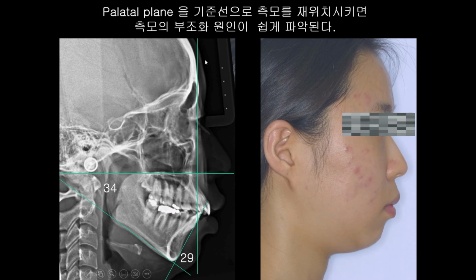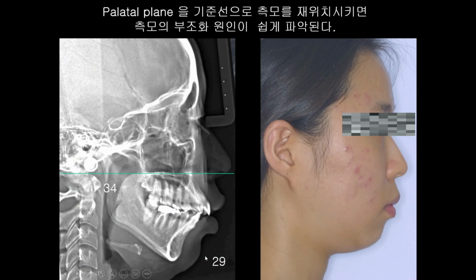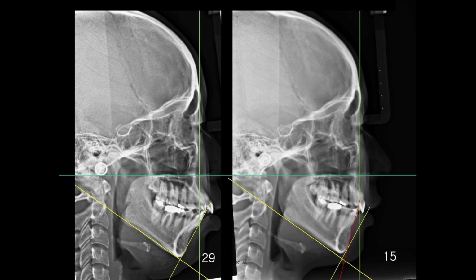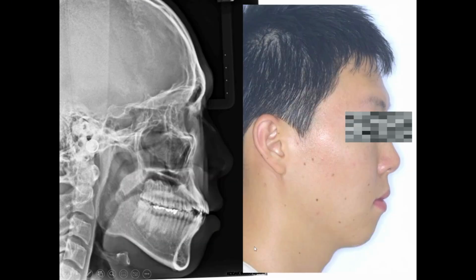So this patient has enough, and so enough bone thickness is always good to the orthodontist. This patient, look at this patient. Enough?